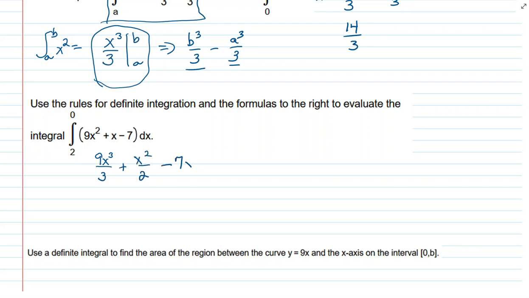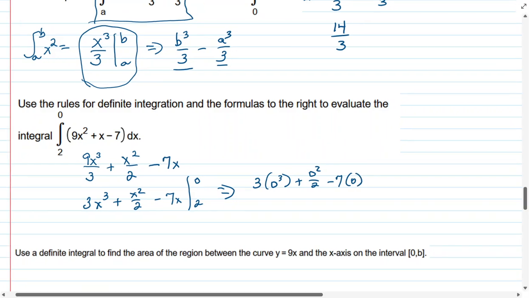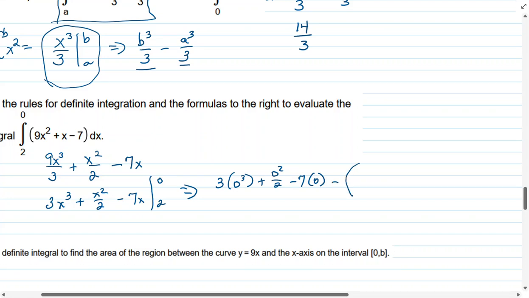Minus a 7x. I'm going to simplify that to 3x cubed, x squared over 2 minus the 7x for our values. I'm going to do the 0 first. So the 0 is going to be 3 squared divided by 2 minus 7 times 0. And you're saying, I know that's 0. Well, it's important that we see what we're going to be doing here.